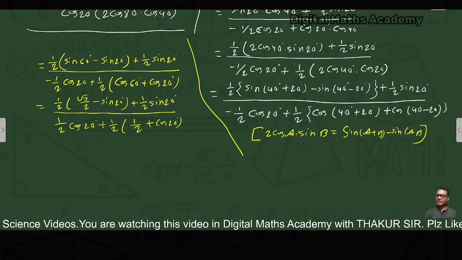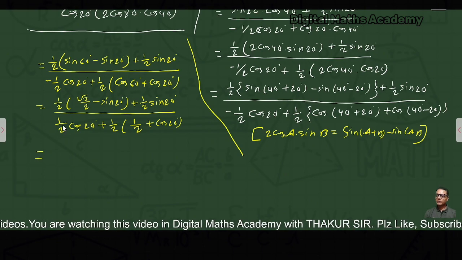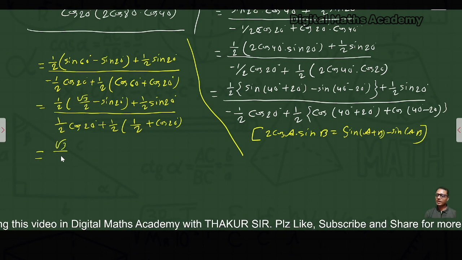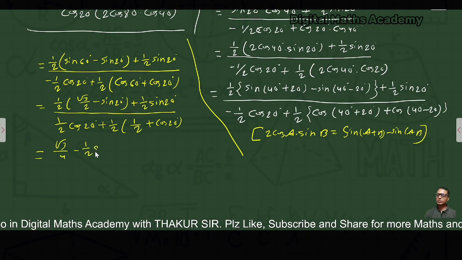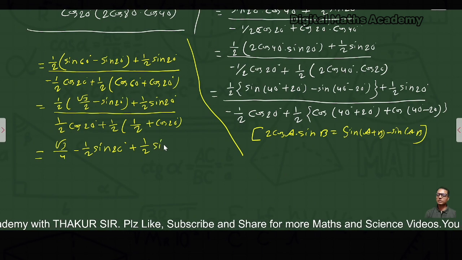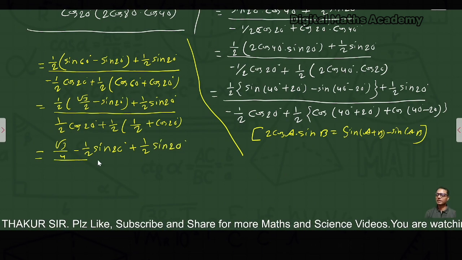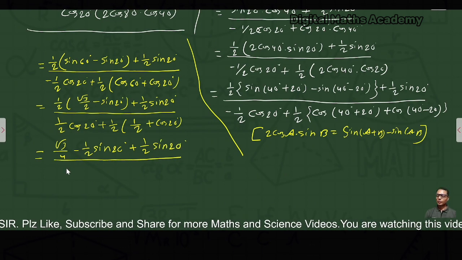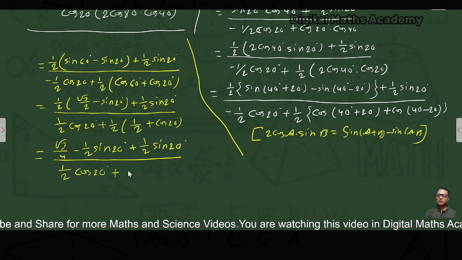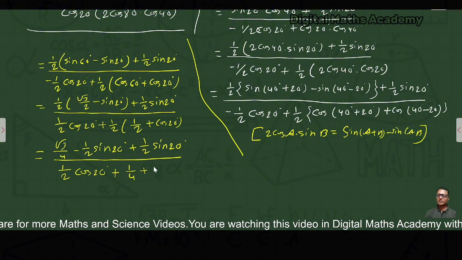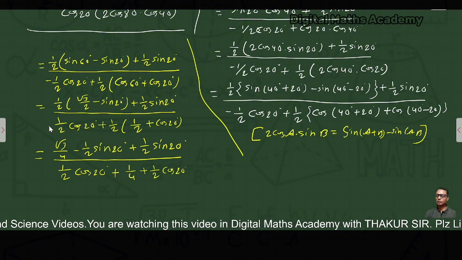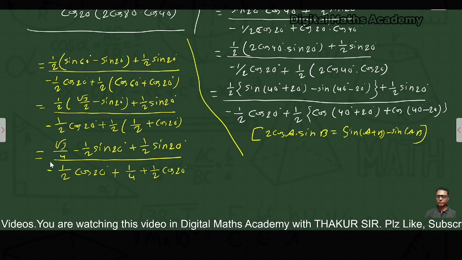So we simplify here and open the bracket. 1 by 2 into root 3 by 2 equals root 3 by 4. We write minus 1 by 2 sin 20 degree, and then plus 1 by 2 sin 20 degree. At the denominator, we have minus 1 by 2 cos 20 degree plus 1 by 4 plus 1 by 2 cos 20 degree. Here we have a minus sign at the denominator, so not to forget.